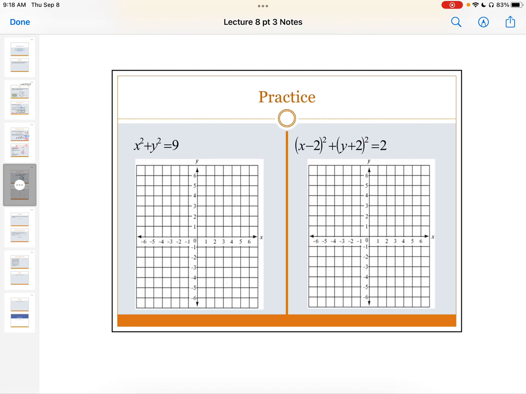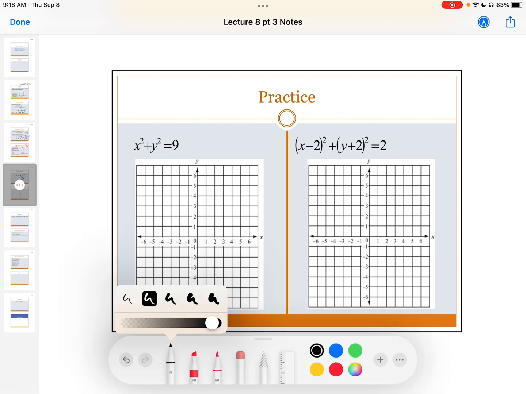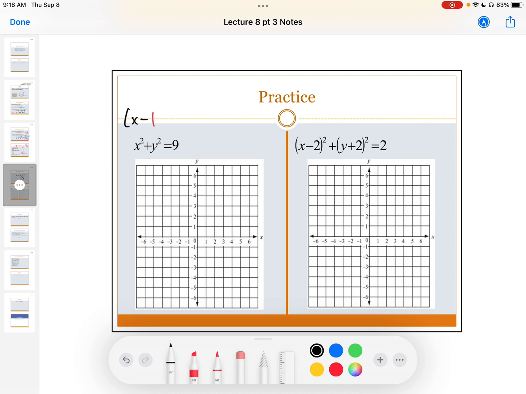First one here, you've got x squared plus y squared equals 9. A lot of people will look at this and tell me that the center of my circle is at 1 and 1. That is incorrect, because if the center of my circle was at 1, I would have x minus 1 squared plus y minus 1 squared equals my 9. If I had x minus 1, I would have to leave it as x minus 1 because you can't simplify that. So I don't have a 1 in those spots there.